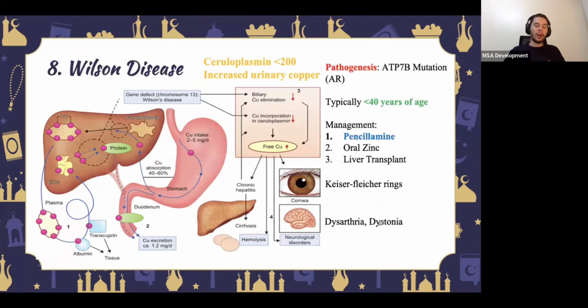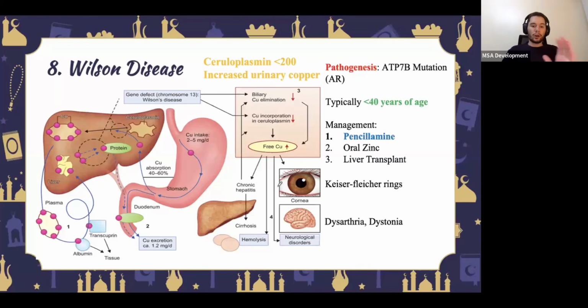Okay? Right. Now moving on to Wilson disease. What is Wilson disease? Wilson disease is a condition where you have a lot of copper accumulation inside the body. Why does this happen? It is an autosomal recessive condition, and it affects a certain gene called ATP7B, and there's a mutation there.